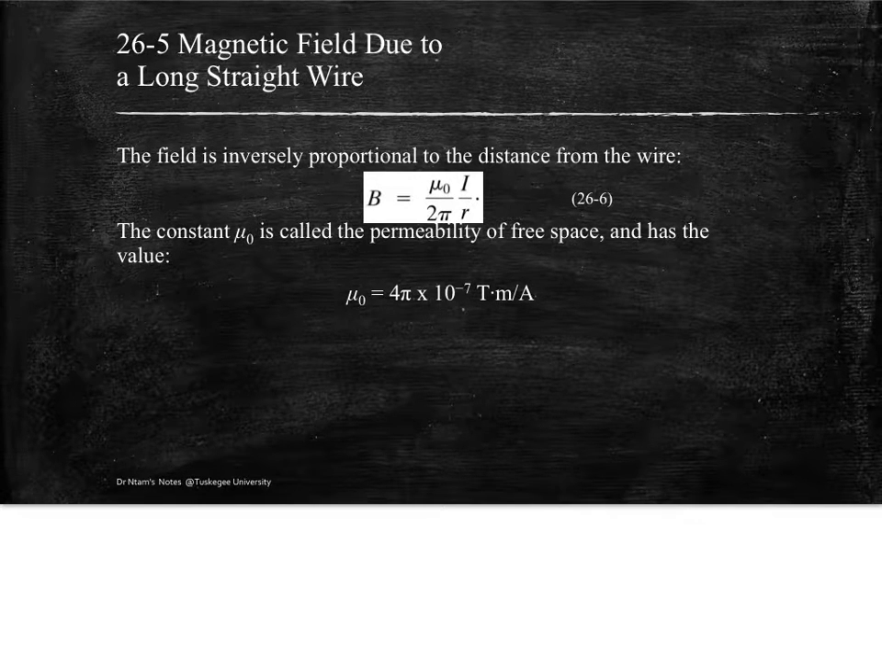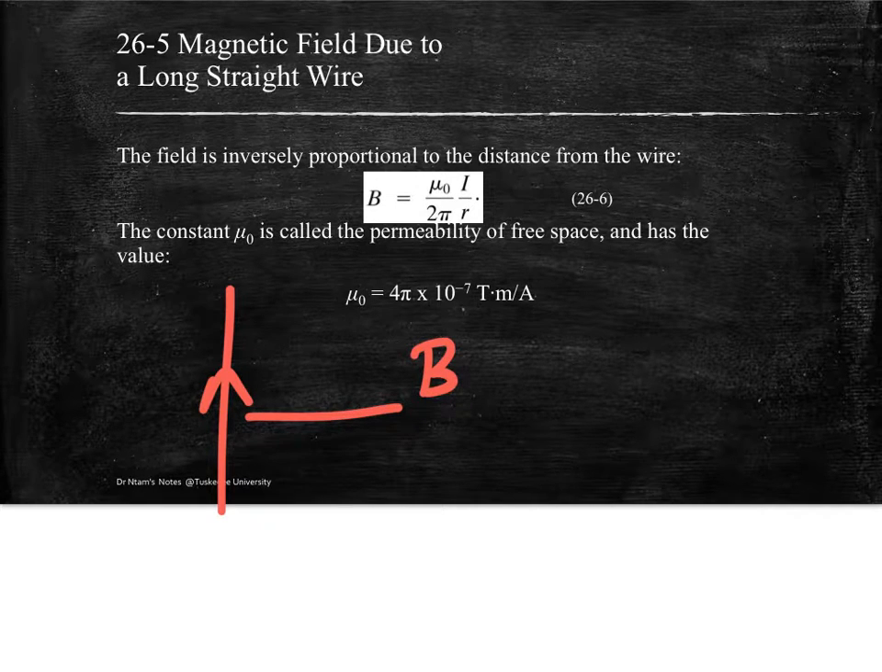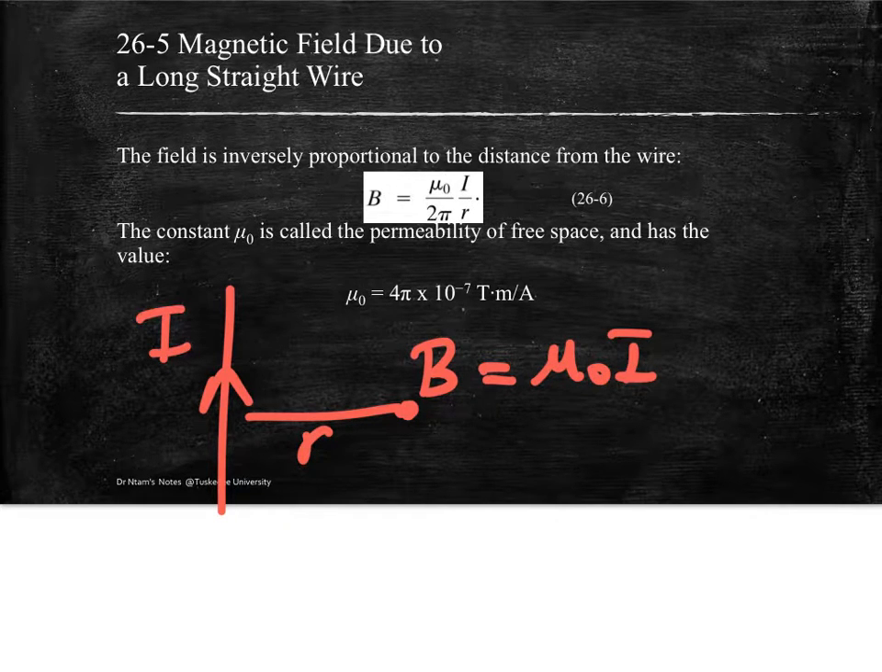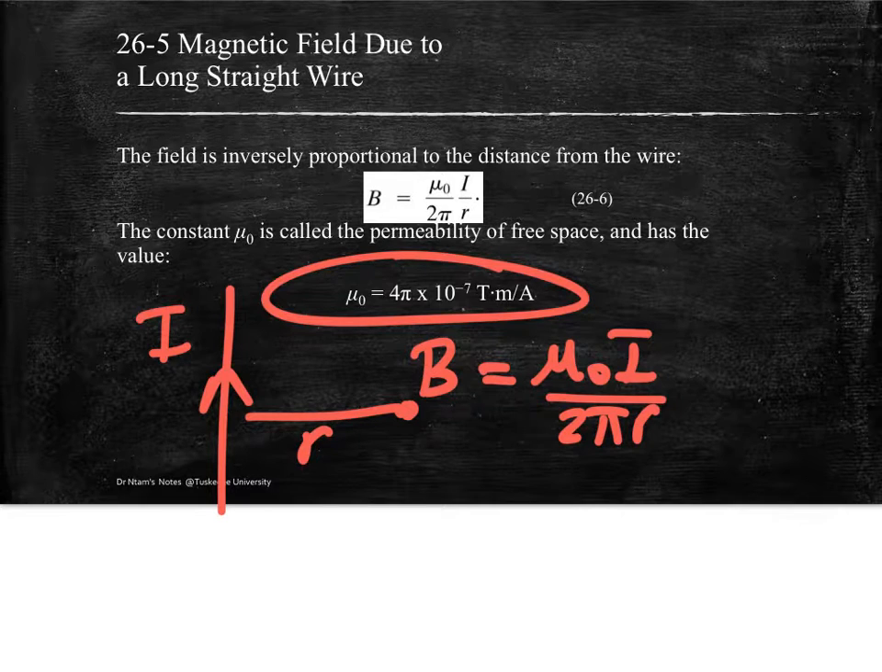Okay, for a long straight wire, the magnetic field B at the distance r from the wire is equal to mu naught I, which is the current in the wire, divided by 2 pi r. Mu naught is a constant that will be given to you. I is the current in the wire. Pi is a constant, and r is the distance from the wire to the field point.